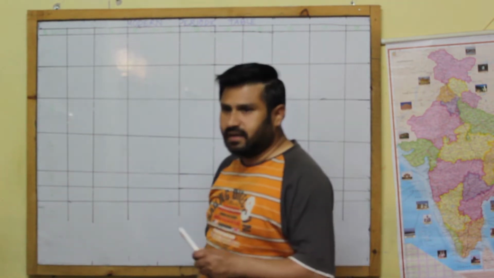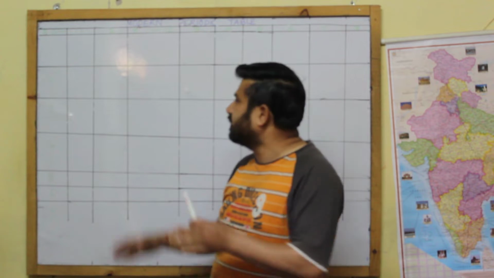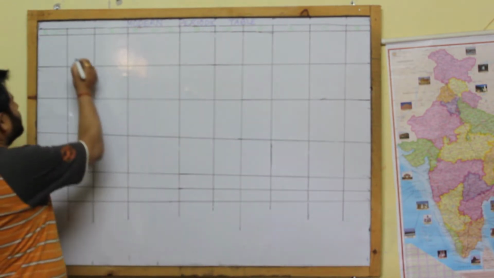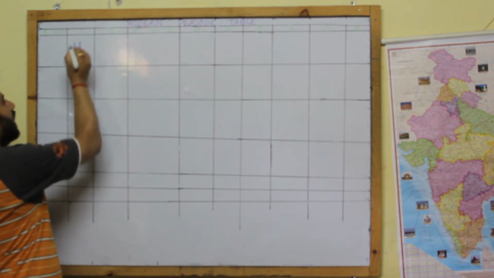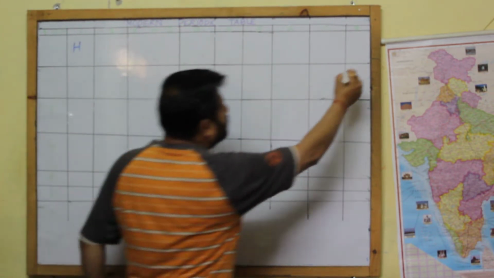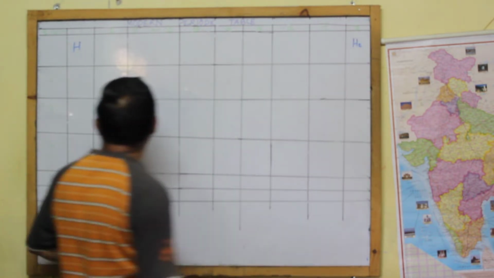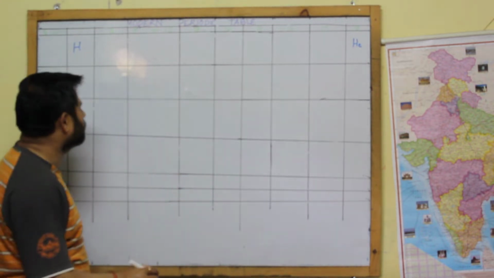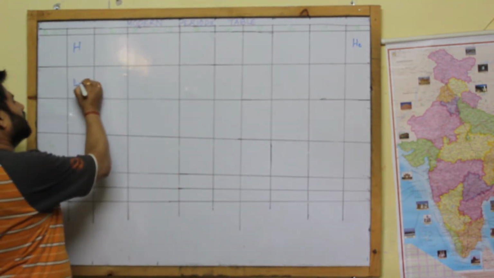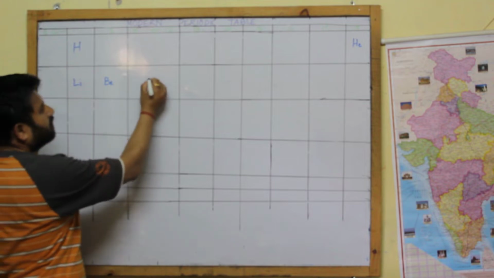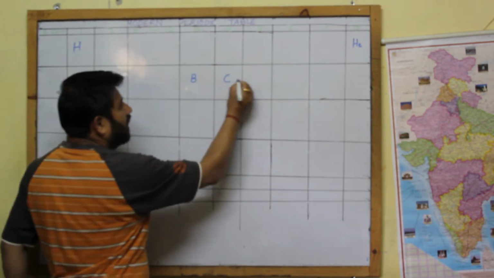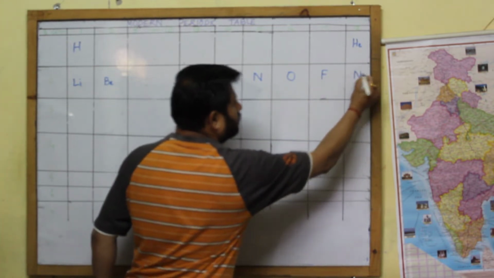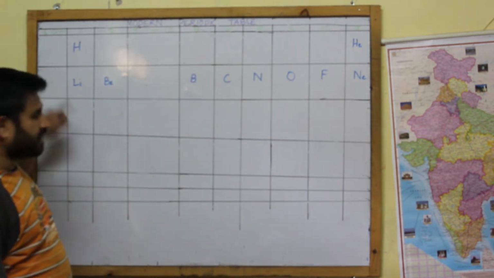To start with, I'll teach you how you can write the different elements of the periodic table in a simple way. Group 1 has hydrogen in it, then it goes to helium. So period 1 has 2 elements, hydrogen and helium. You have to remember this. Period 2 starts with lithium, beryllium, boron, carbon, nitrogen, oxygen, fluorine, neon. This is the second period.